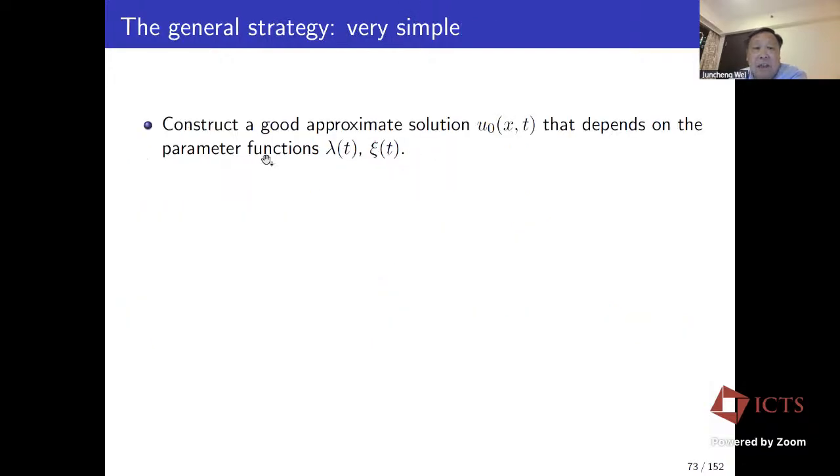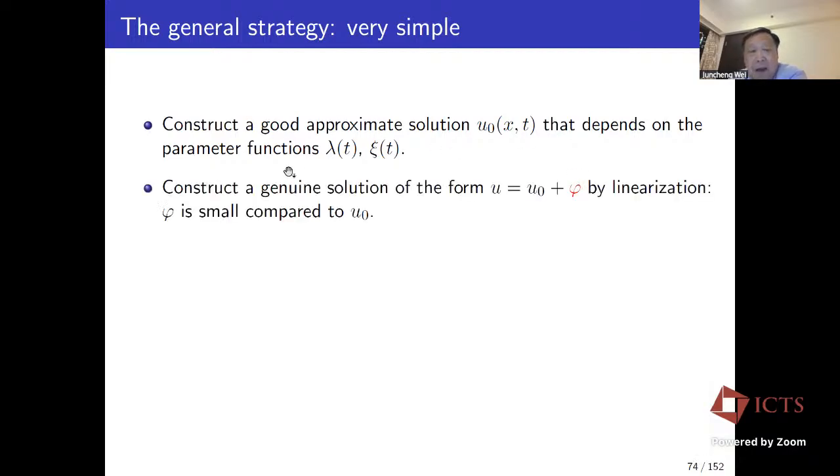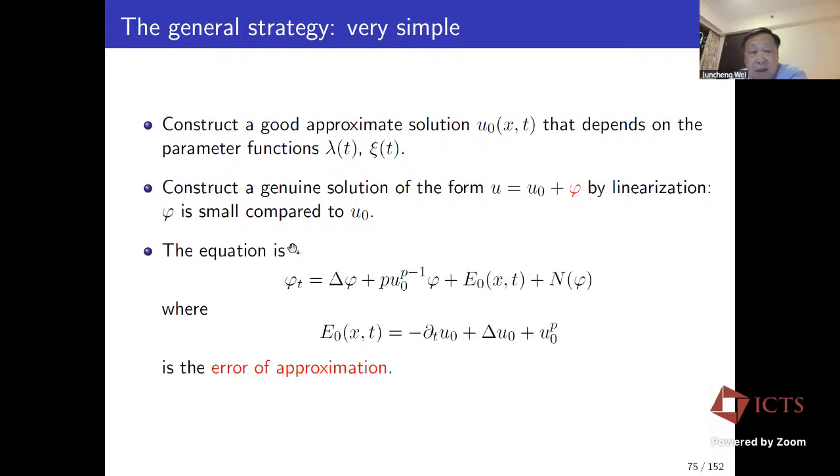So the general strategy is the same as in the elliptic problem, we choose a good approximation, and we construct a general solution by linearization around u0, and so the phi will be small. And so the linearized problem for phi, similar to the elliptic problem, is phi t equals Laplace phi plus p u0 p minus 1 phi plus the error and plus a nonlinear term. So this is similar to the elliptic.